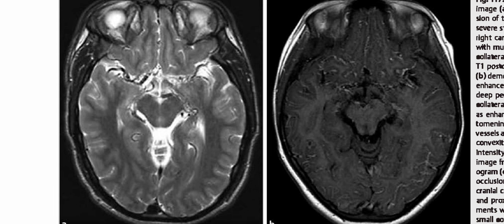This is a 16-year-old boy presenting with chronic headaches, and these are the images. On the axial T2 weighted MRI, there is occlusion of the left and severe stenosis of the right carotid terminus with multiple small basal collateral flow voids. On the axial T1 post-contrast MRI, we can see that there is enhancement of the deep perforating basal collateral vessels, as well as enhancement of the leptomeningeal collateral vessels along the cerebral convexities.